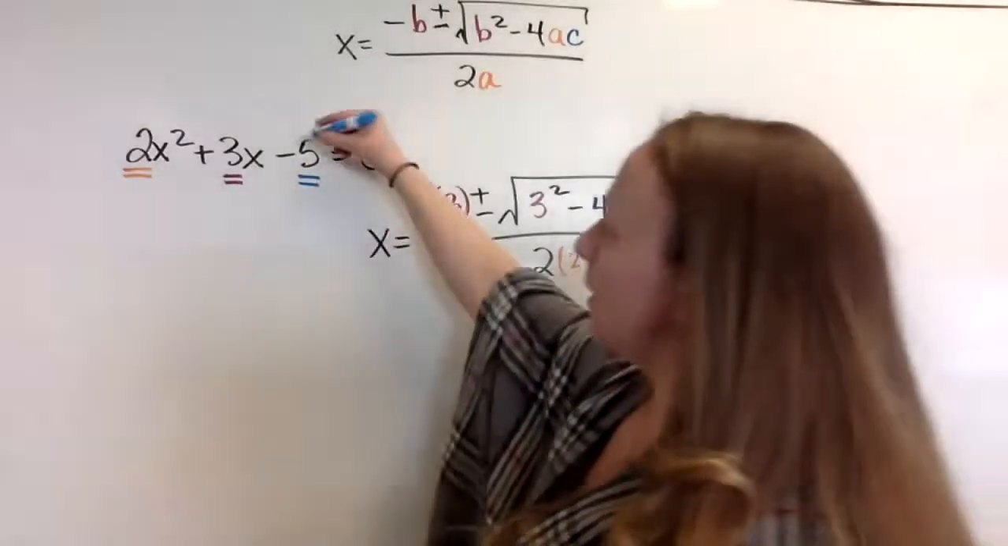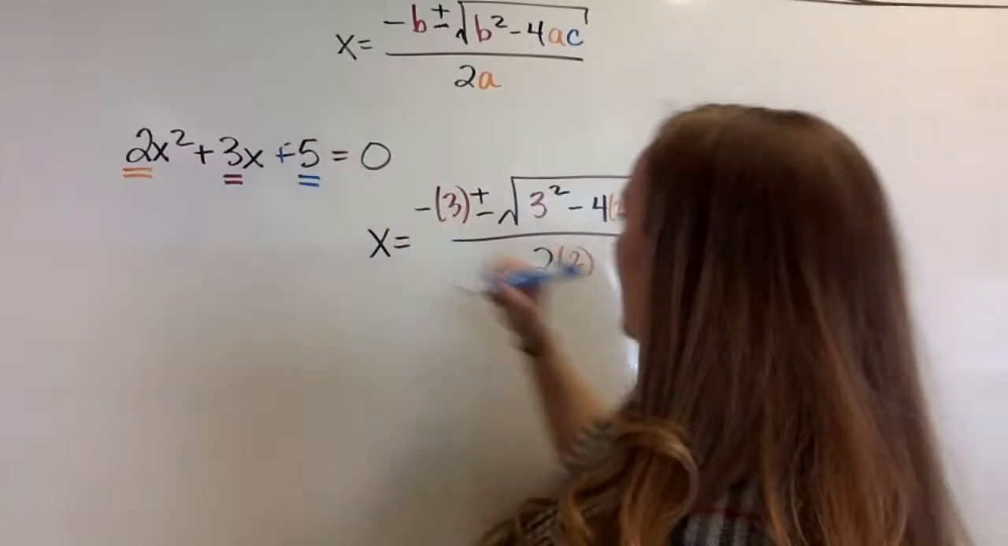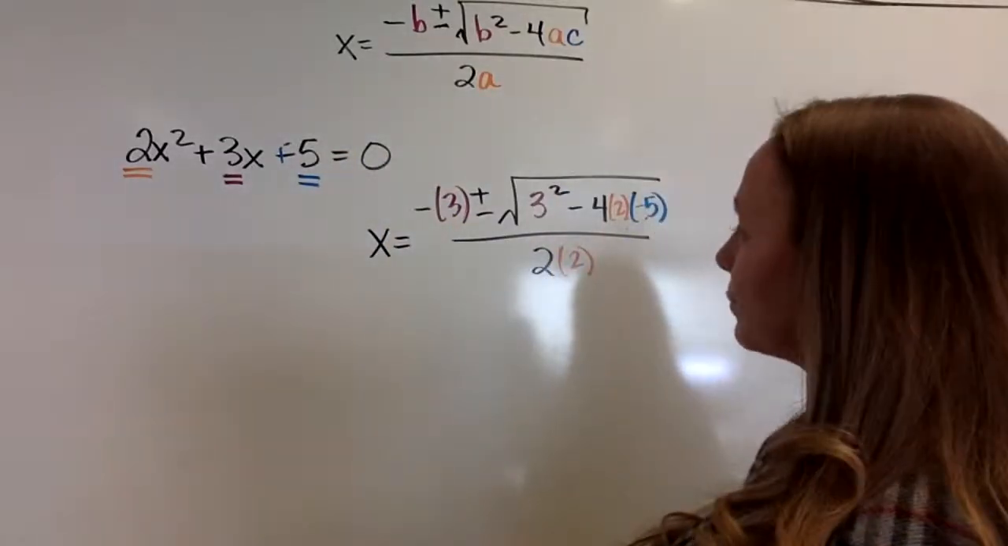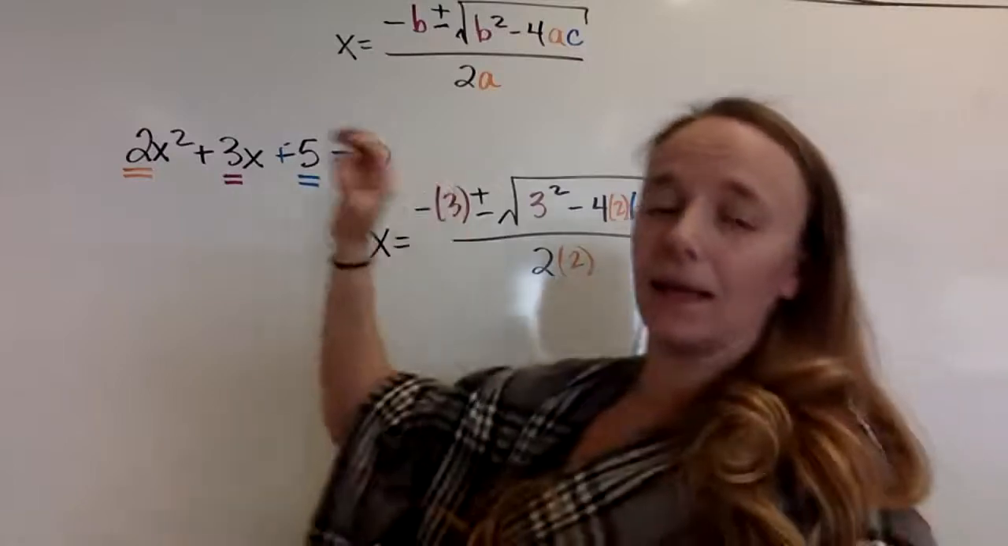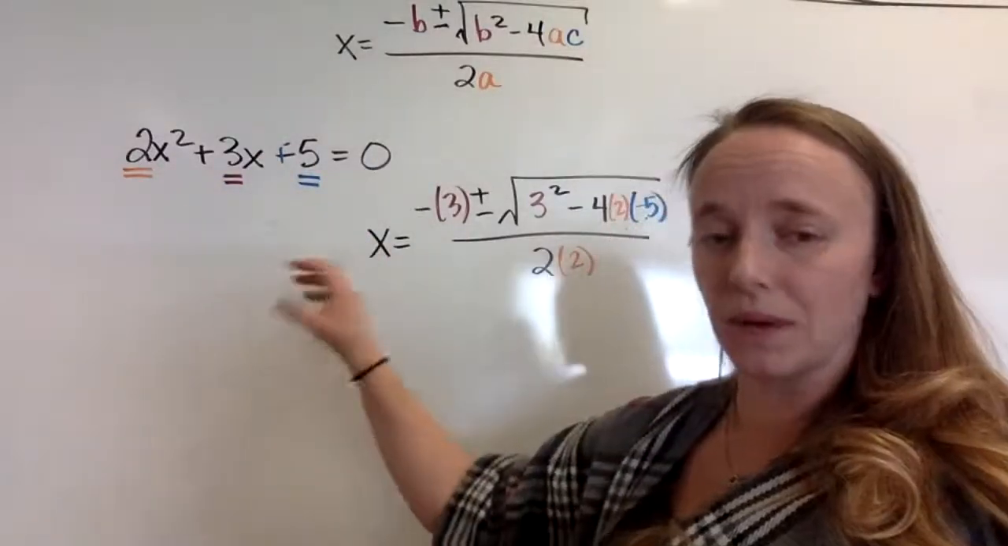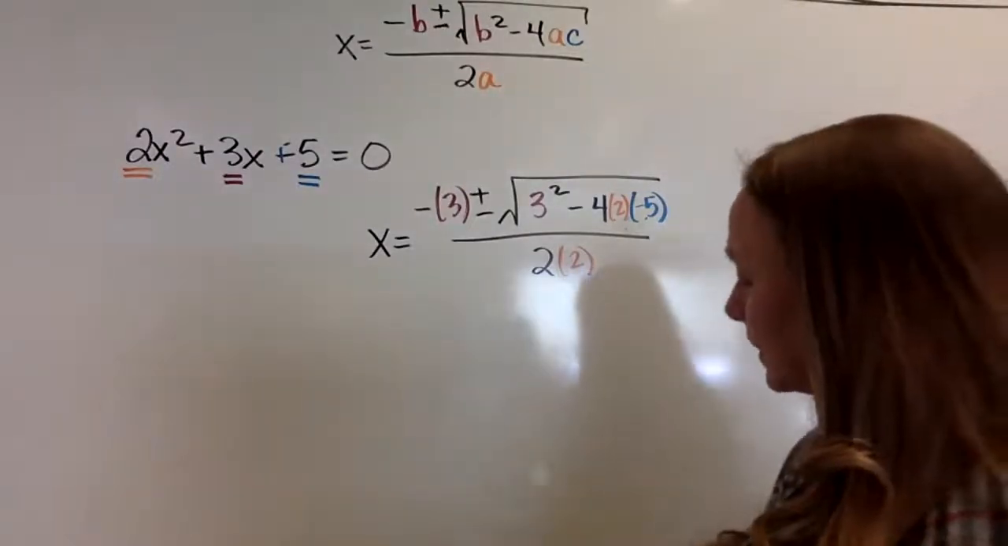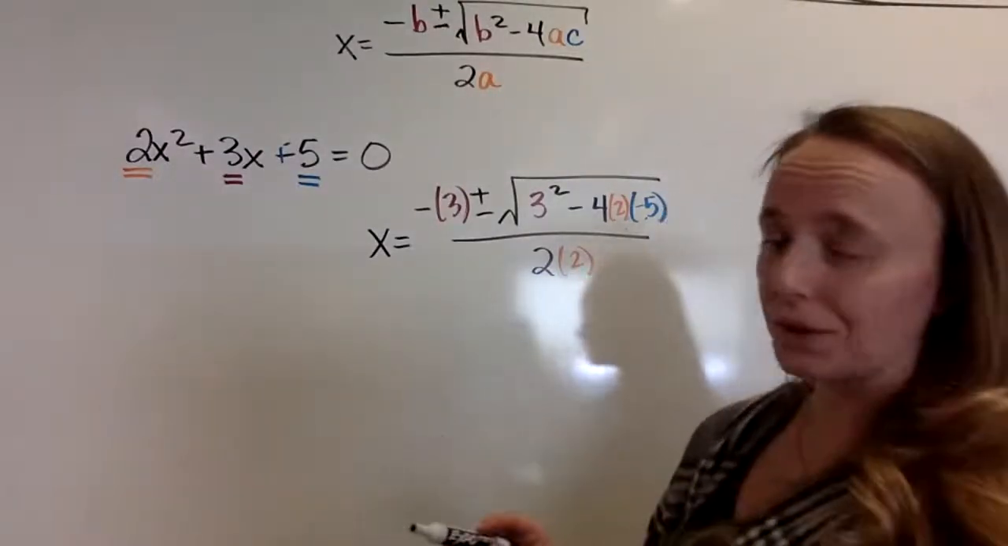which is negative 5. If you need to, you can always write these out and say my A is 2, my B is 3, my C is negative 5. I highly suggest doing that every single time. It really helps to keep yourself organized.